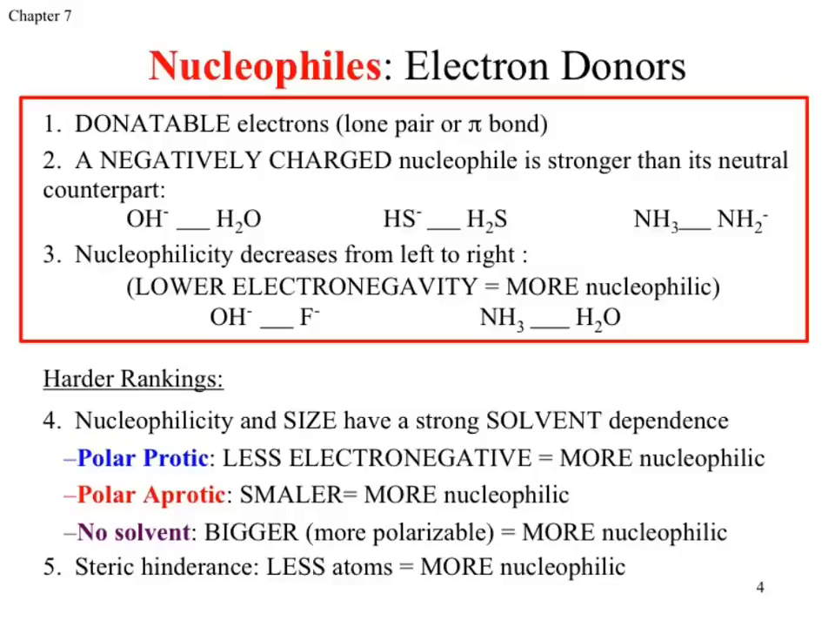So in the next step, we can start to decide something about strength. If we have a negatively charged species, it will be stronger than the neutral counterpart. We've got a couple examples there. Hydroxide versus water. Which one's the stronger nucleophile? Our hydroxide ends up being stronger because it has that negative charge.